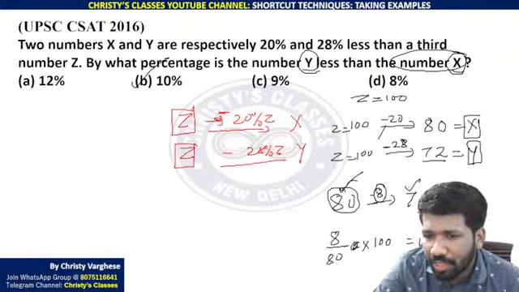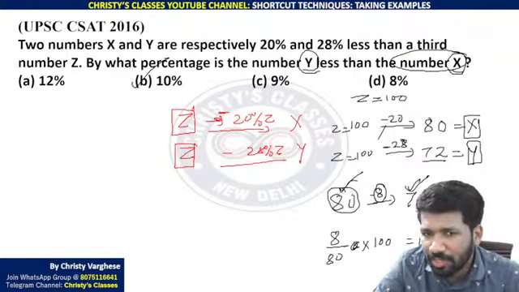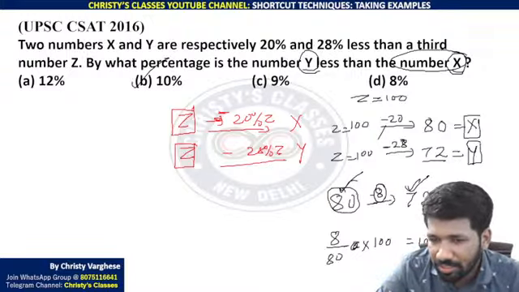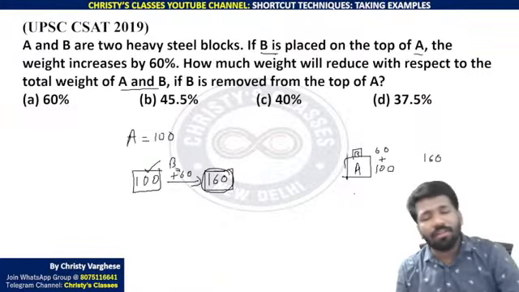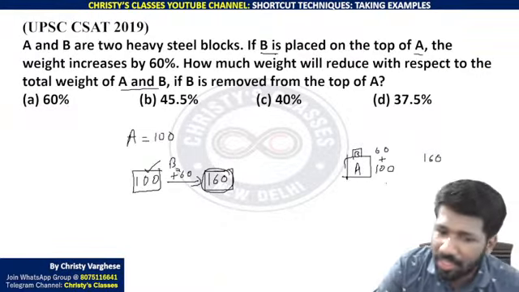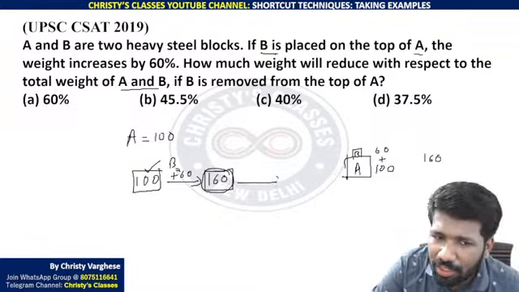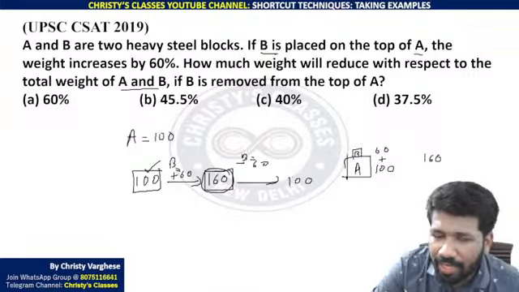You need to know Y is how much reduced, not with respect to Z. So that is why you should be careful there, and taking an example will make sure that you are not making a mistake. Now this 160, you are removing B. You are removing 60 kg, that is B you are removing. So that will become 100.